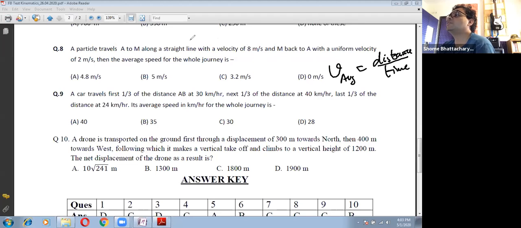So total distance is pretty obvious. How much is the total distance he's covering? He's going A to M. So just calculate the distance A to M first and then back from M to A. So double the distance AM. So the total distance is double the distance AM. So just try to use this concept to solve this. But remember, here we are talking about average speed.